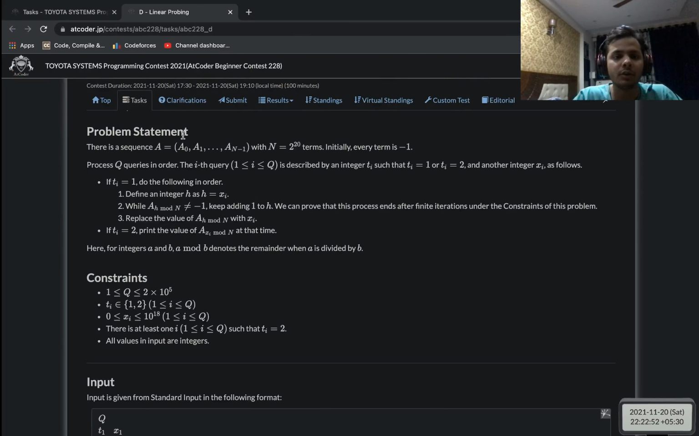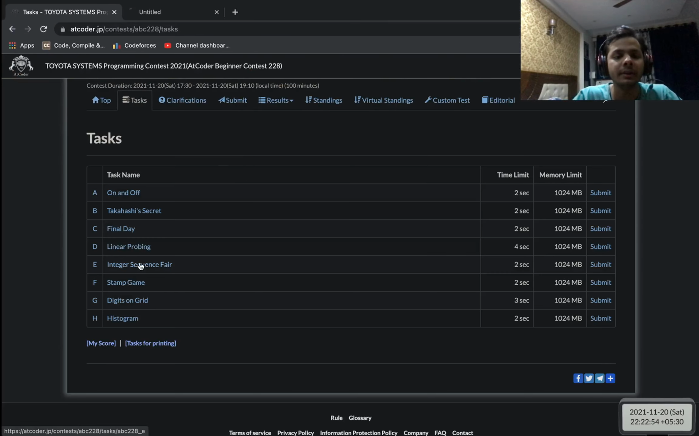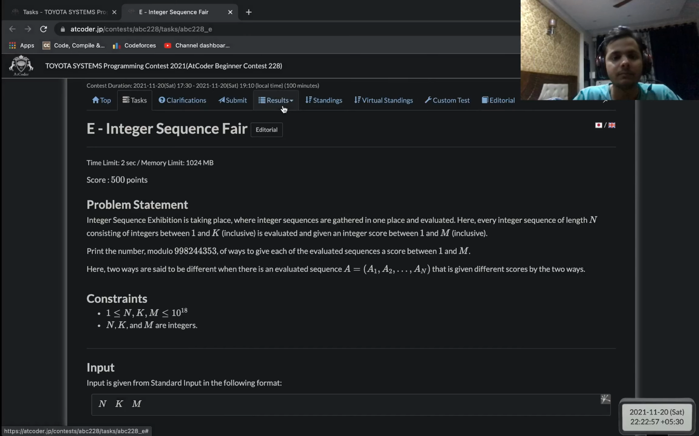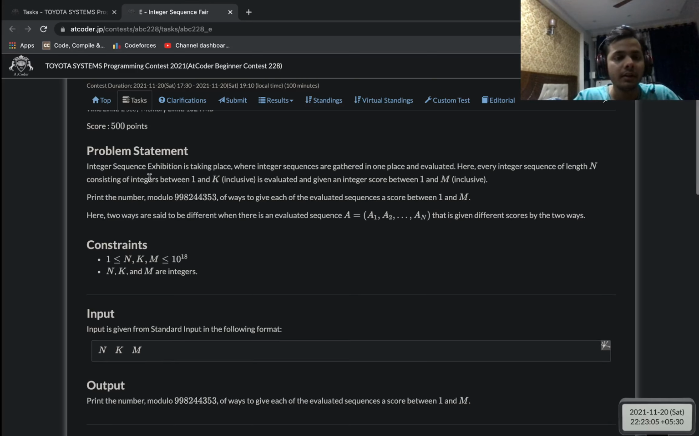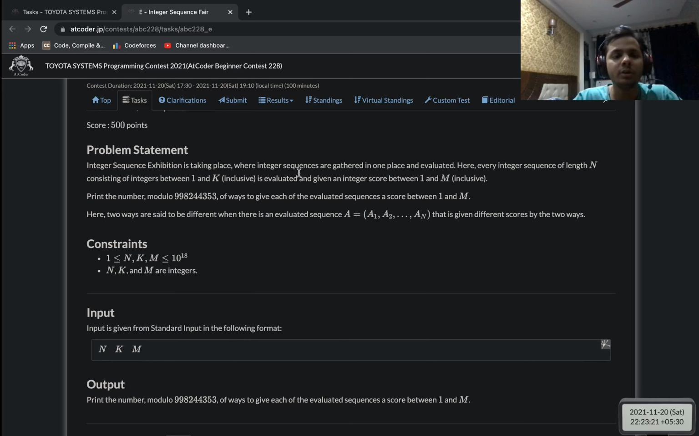So now let's just move on to the next and the last problem that we'll be discussing today. This is problem E. Okay, so let's see what this problem is trying to tell us. So integer sequence exhibition is taking place, where integer sequences are gathered in one place and evaluated. Here every integer sequence of length n consisting of integers between 1 to k is evaluated and given an integer score between 1 and m. So what we need to do is print modulo this big prime number the number of ways of giving each of the evaluated sequences a score between 1 and m.